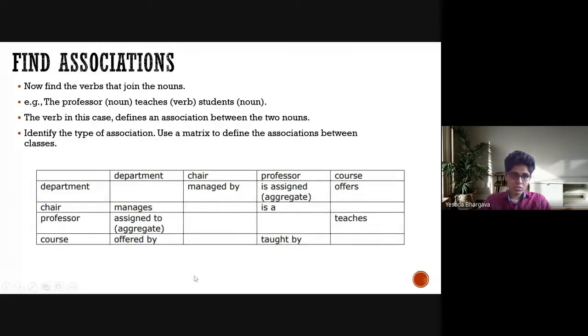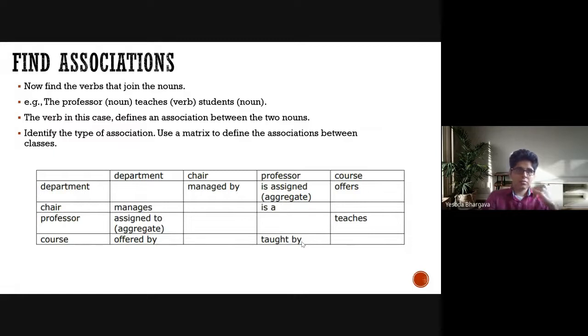Lastly, the course is offered by the department and the course is taught by the professor. So in this particular example, there are only four classes. That is why it is easier to find the association and draw this table. But when you're working on a larger and complex system, you might like to identify the different chunks of the software, and for each chunk, you might want to create a class diagram.